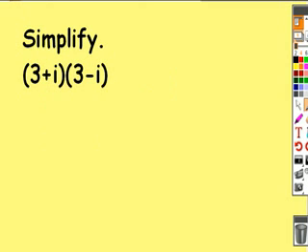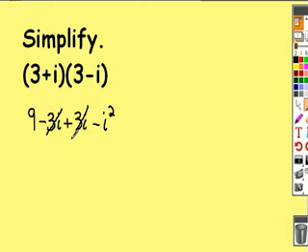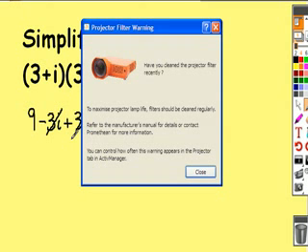Now, next one, we are multiplying. So you can FOIL: first, outer, inner, and last. What happens with outer and inner? They cancel. The reason they cancel, you see how there are the same binomials, 1 plus, 1 minus.